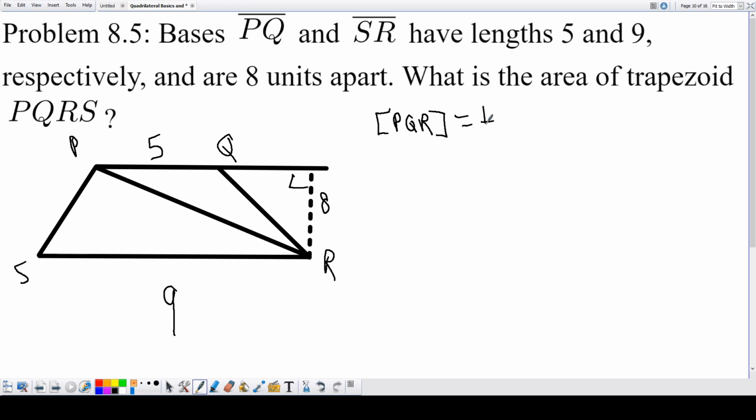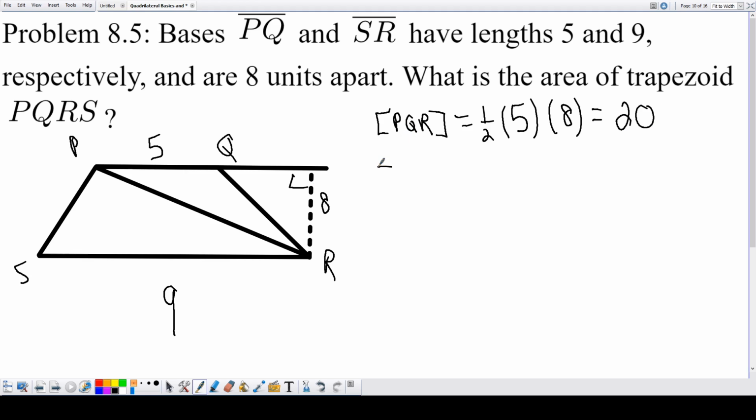Well, that's 1/2. I'm going to say my base is 5. Then my height must be 8, because the height would be the distance from that vertex R to the base, or the line drawn from the base, PQ, which we know is 8. So, half of 8 is 4, times 5 is 20.